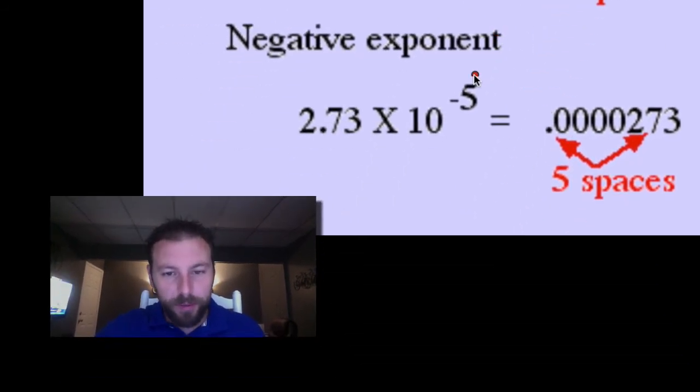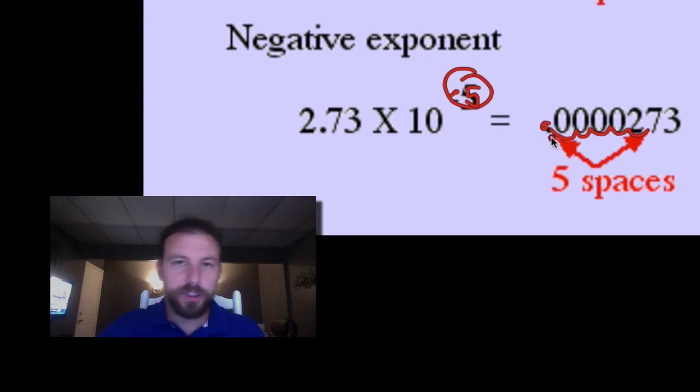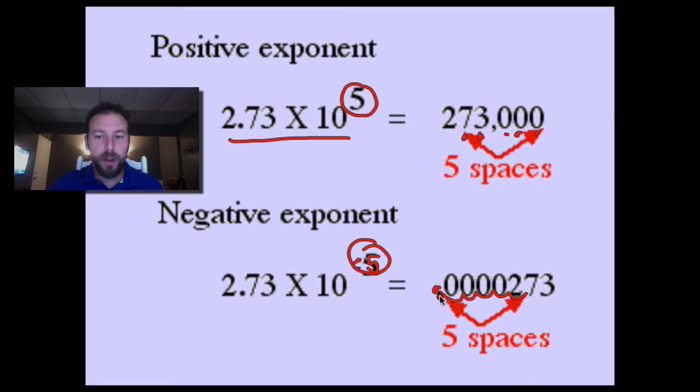To reverse that, we can make this a negative exponent, negative 5. And what we do is move that decimal point 1, 2, 3, 4, 5 places to the left. So you can see how a negative or a positive exponent really changes how we do it. In this very small, very easy example, you can see how a positive or negative exponent is going to move that decimal place either to the right or to the left.